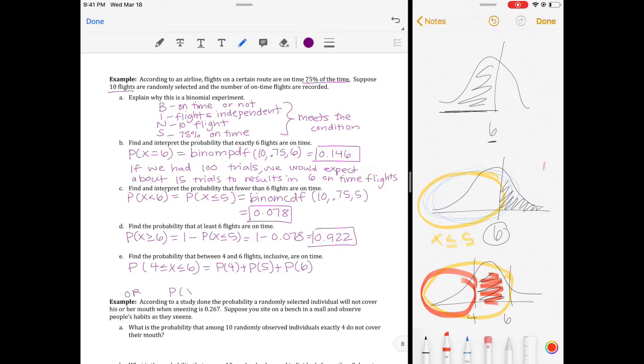Or we could say the probability that x is less than or equal to 6 minus the probability that x is less than or equal to 4.